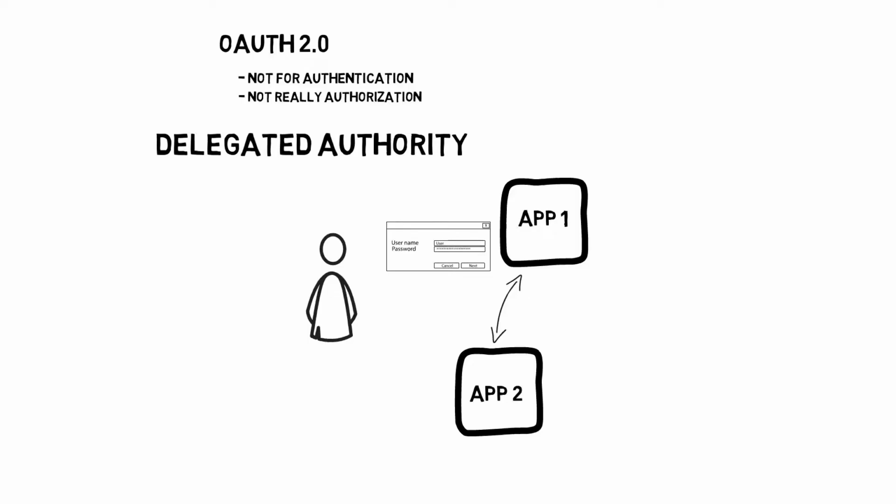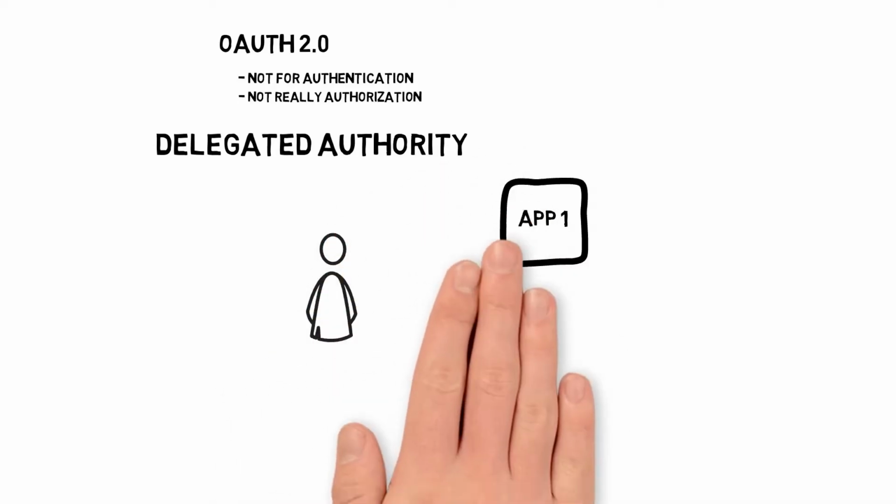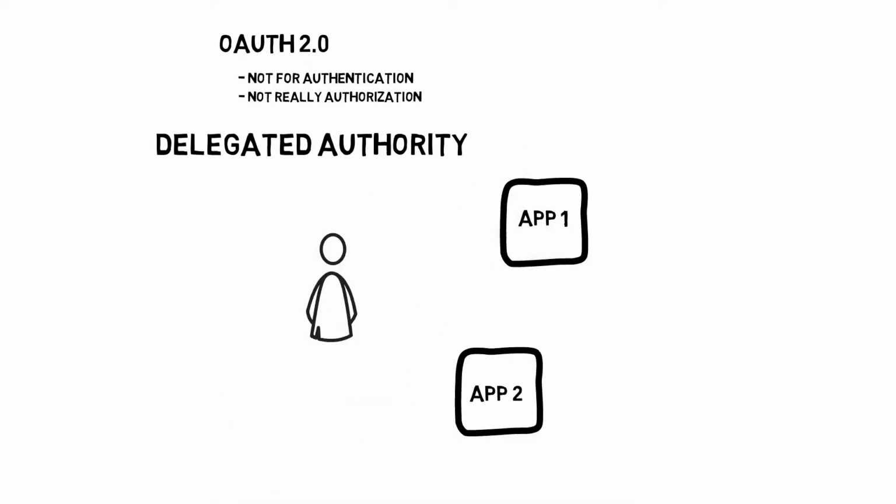You would have to not only change the password in App 2, but also remember to update it in App 1 and any other places where you have integration configured. And of course, providing your username and password to a third party is never a good idea. And this use case is exactly what OAuth is designed to solve.